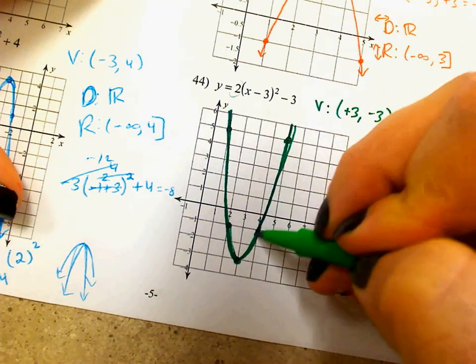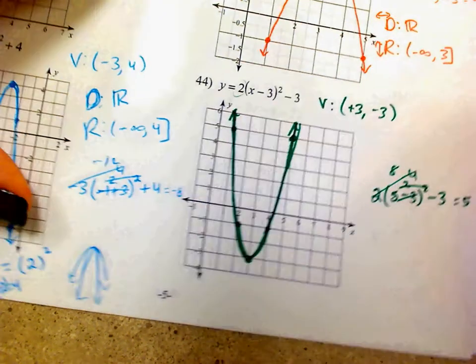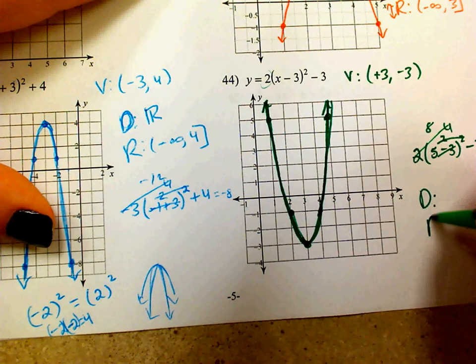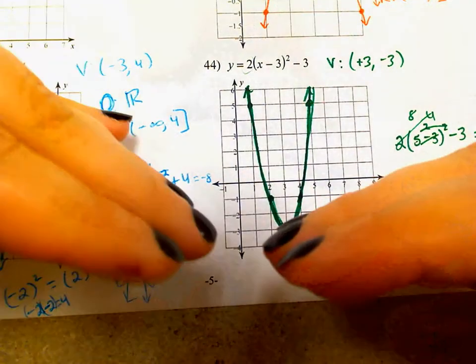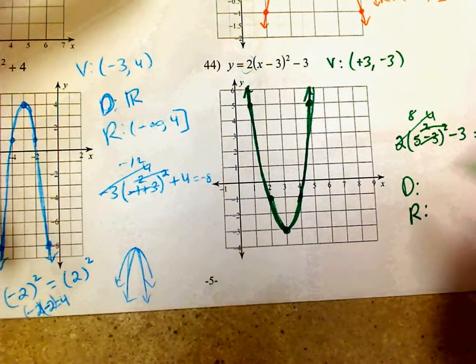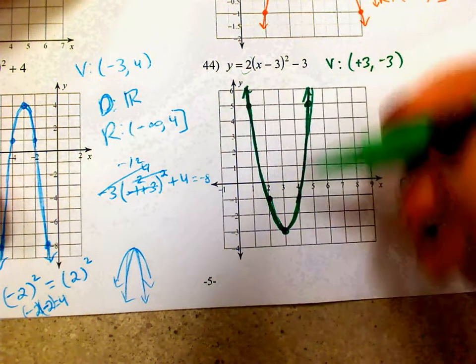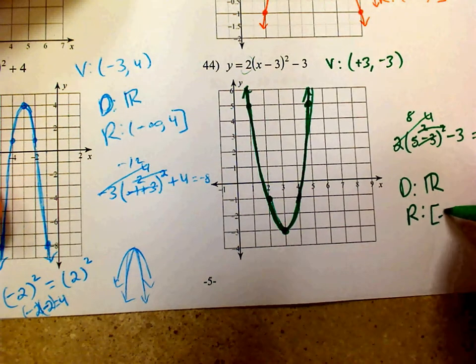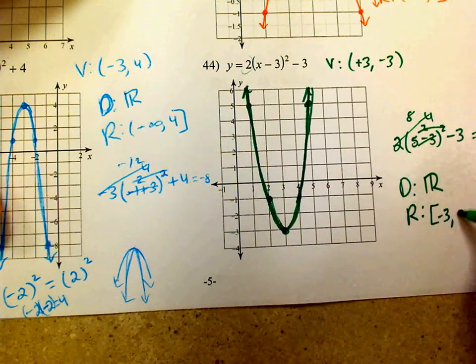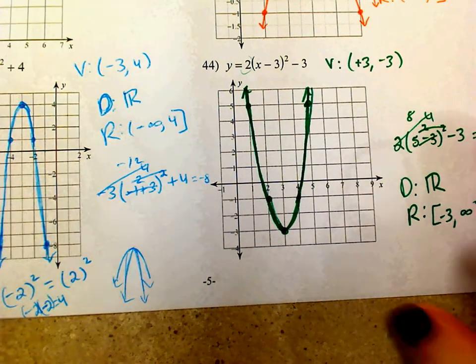Domain and range. Domain is left and right. It goes all the way left, all the way to the right. So our real numbers. Range is low to high. The lowest it goes is only -3, and the highest it goes is up to positive infinity. Okay? If you say positive infinity -3, I will not give you full credit. Okay? Alright.